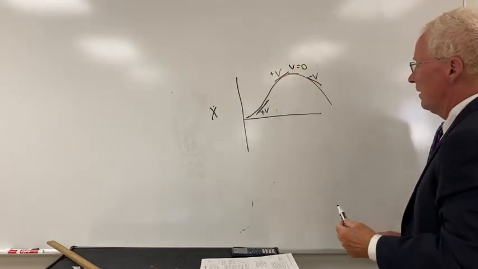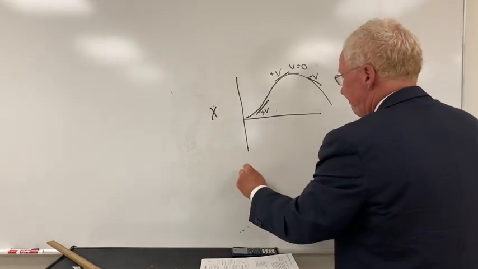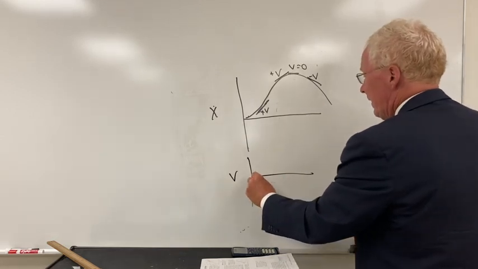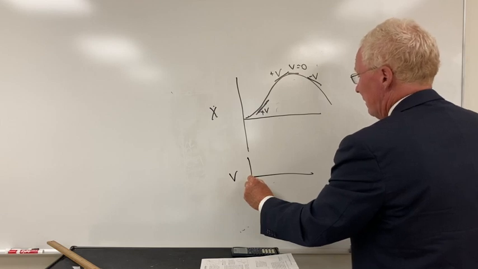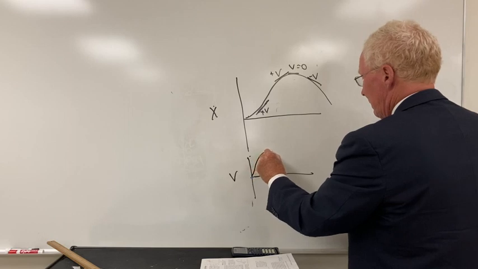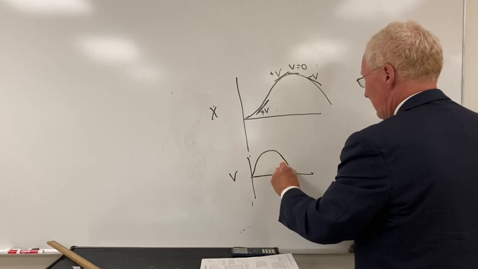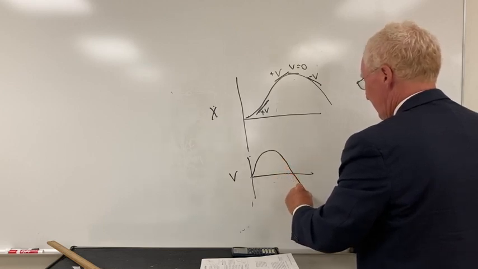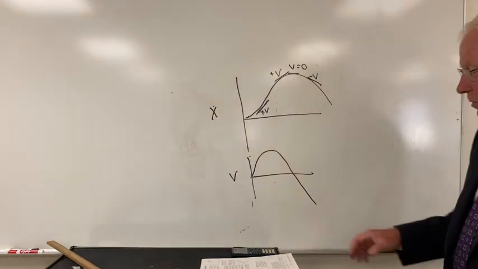So in this case, to plot velocity versus time, it would be going high, slowing down, slowing down, slowing down, and then becomes negative. All right. So that's some of the examples.